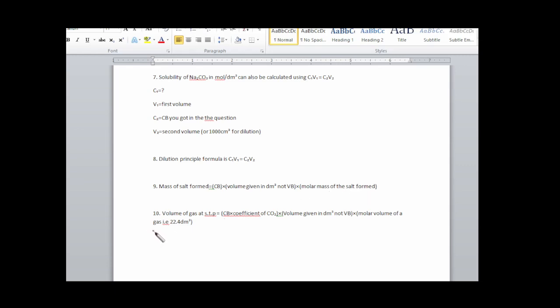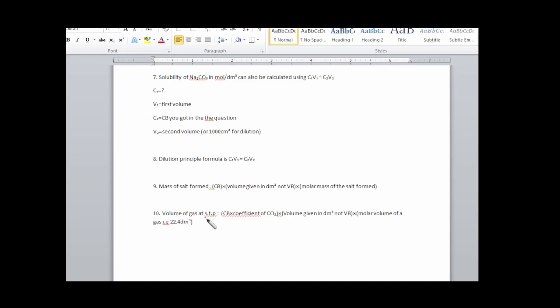And then we have the 10th one to be volume of gas at STP. For volume of gas at STP, we'll be having the concentration of base times the coefficient of the carbon dioxide. That is, if you are asked to calculate the volume of gas, the gas that is given off in this particular reaction is going to be carbon dioxide.